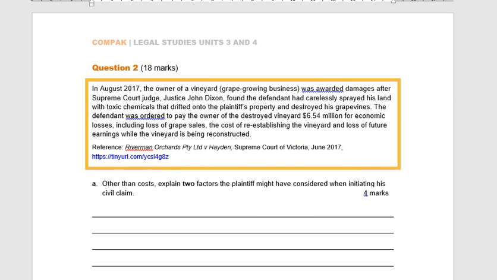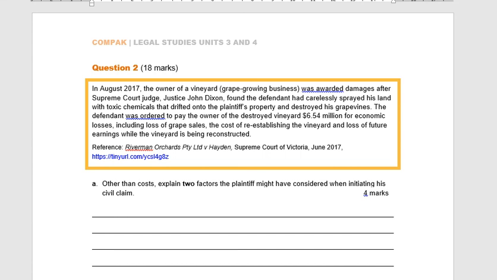Question 2. In August 2017, the owner of a vineyard was awarded damages after Supreme Court Judge Justice John Dixon found the defendant had carelessly sprayed his land with toxic chemicals that drifted onto the plaintiff's property and destroyed the grapevines. He was ordered to pay 6.5 million for economic losses. Okay, so that's specific damages. The cost of re-establishing the vineyard and loss of future earnings. Future earnings is general damages.